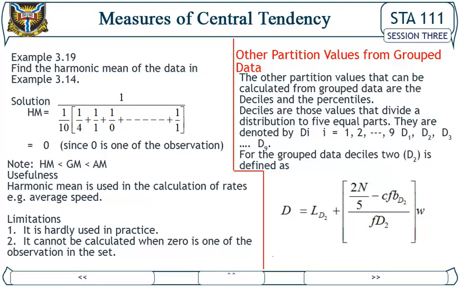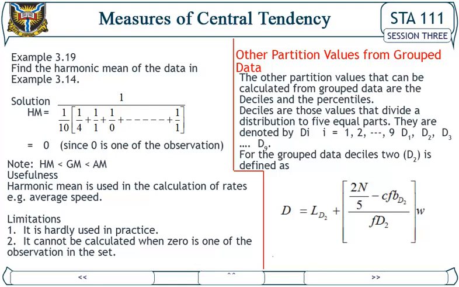Note, HM is less than GM is less than AM. Usefulness. Harmonic mean is used in the calculation of rates, for example, average speed. Limitations. 1. It is hardly used in practice. 2. It cannot be calculated when 0 is one of the observations in the set.